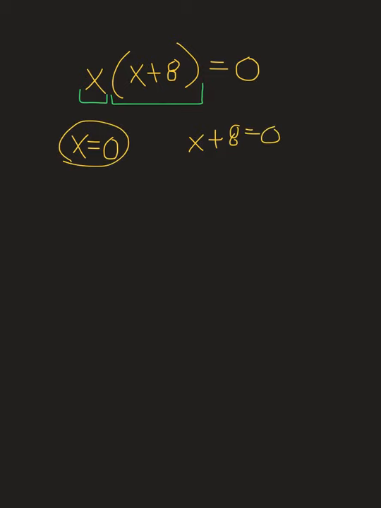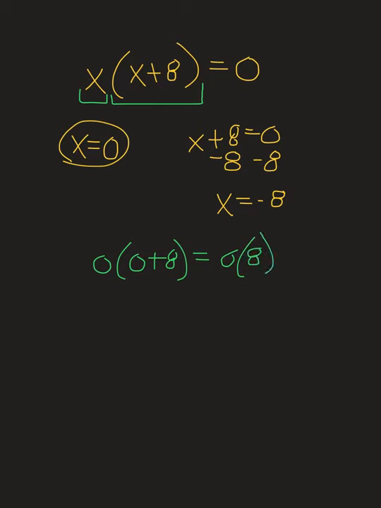Well, this one's kind of done for me. Over here, if I subtract 8 from both sides, I'm going to end up with x equals negative 8. Let's see how that works. If I go back to the original and I plug in 0 for all the x's, I'm going to end up with 0 times 0 plus 8 is 8, and yeah, I'm going to end up with 0. So this is one of my solutions.